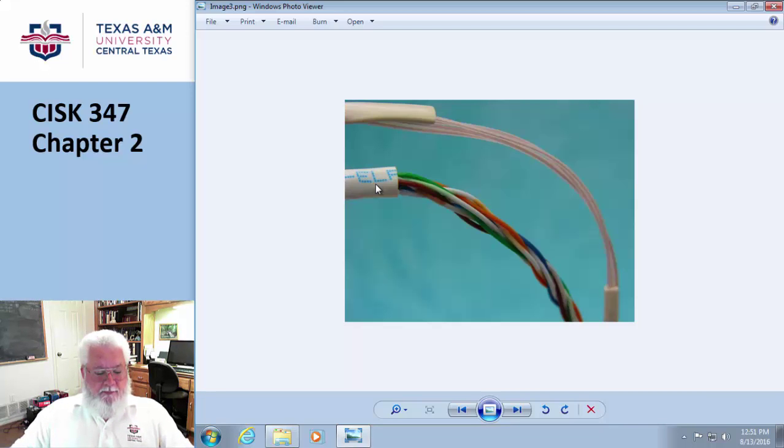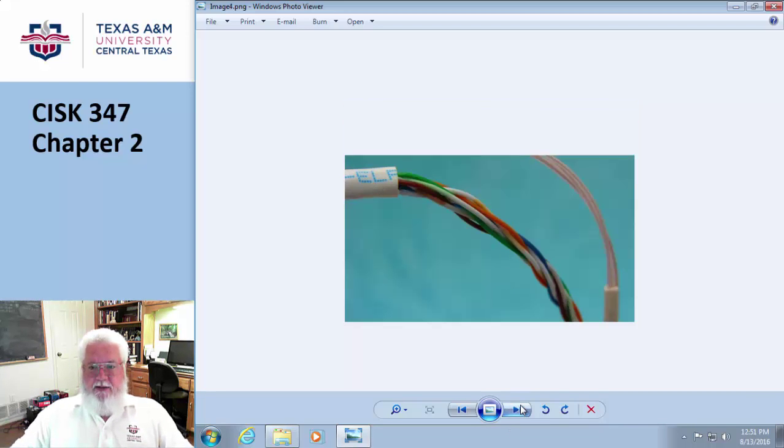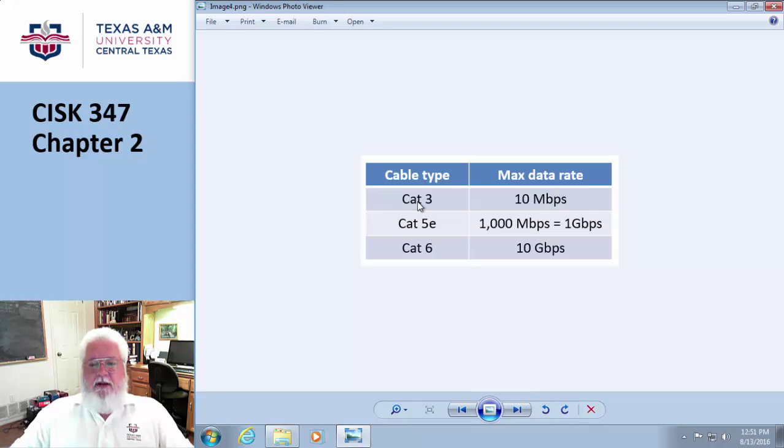Once again, they talk about the UTP categories. So every category is designed to provide you a little bit better transmitting capability. Category 3, about 10 megabits per second, Mbps. Cat 5E, E stands for enhanced. Basically got you somewhere in the 1 gigabit range. And then category 6 is 10 gig.